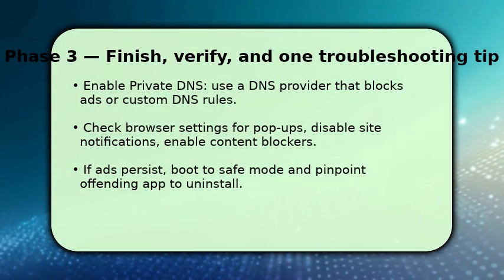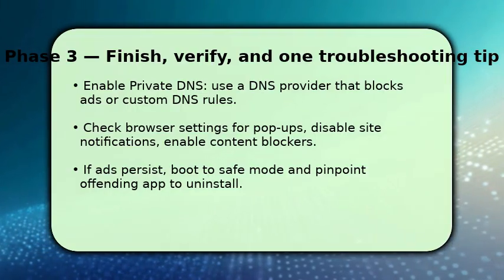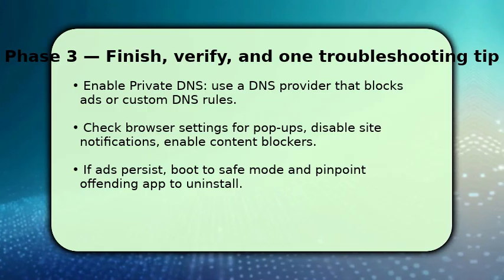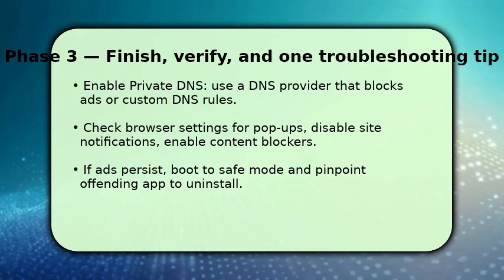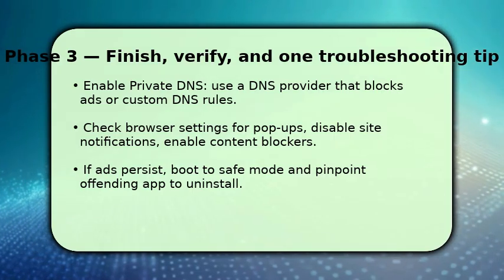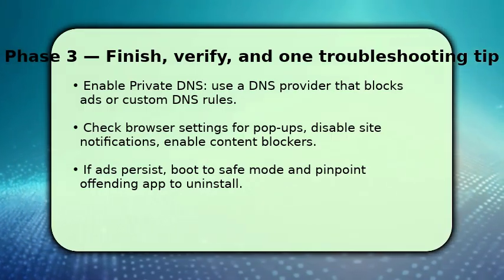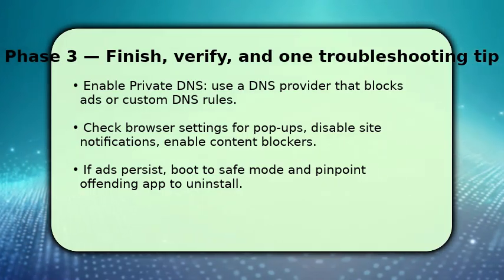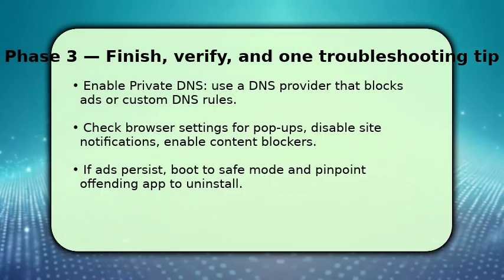Finally, lock down network and browser controls. Set private DNS to an ad blocking resolver in Settings > Network to stop many ad domains. This complements the DNS app you installed. In browsers, disable pop-ups and site notifications, and add a content blocker or use a privacy browser. If you still see ads, boot into safe mode to check if a third-party app is responsible. Once identified, uninstall it. If needed, factory reset as a last resort, backup first.